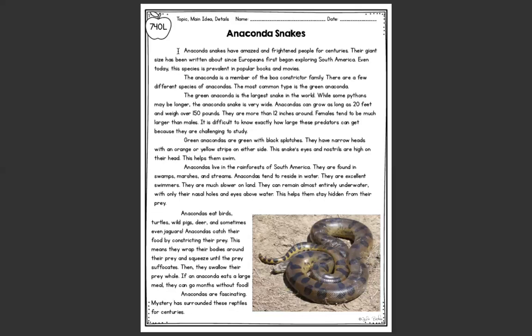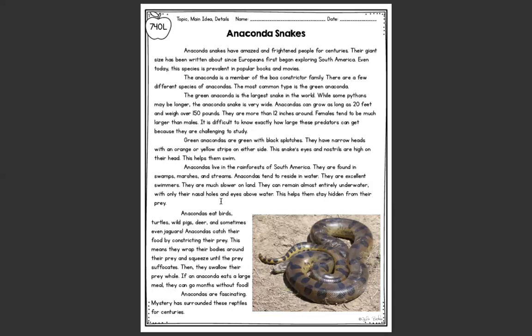So let's move on to paragraph 5. Anacondas live in the rainforests of South America. They are found in swamps, marshes, and streams. Anacondas tend to reside in water, meaning live in water. They are excellent swimmers. They are much slower on land. They can remain almost entirely underwater with only their nasal holes and eyes above water. This helps them stay hidden from their prey. Okay, so this paragraph is now telling me where they live.